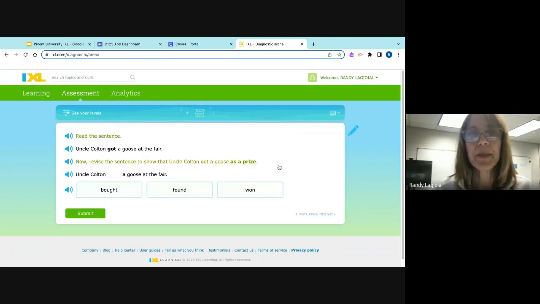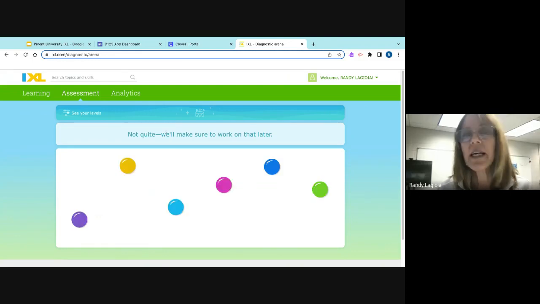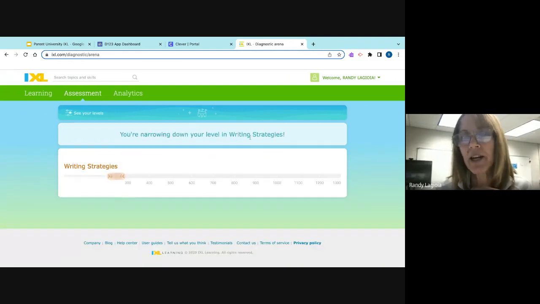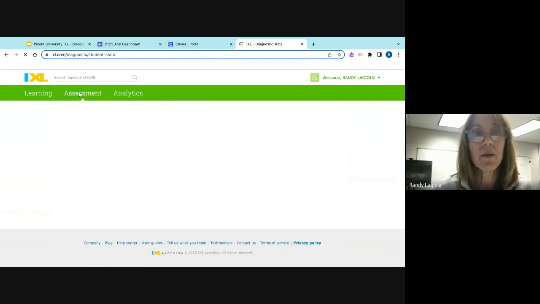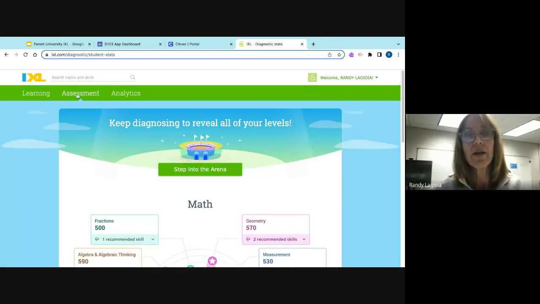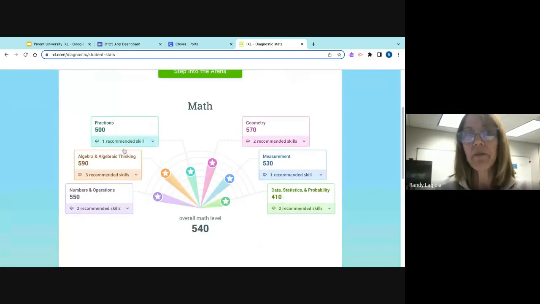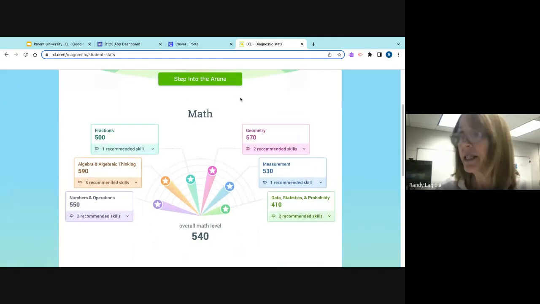All right, so I chose this one. I'm just going to choose the first one here and submit. So it says not quite, we'll make sure to work on that later. So it's using that information to pinpoint where the student should go to for their writing area. All right, now I'm going to go back to see the levels. Okay, so I'm now out of the arena, but I can look at the skills that have been populated based on how the student did in the arena.